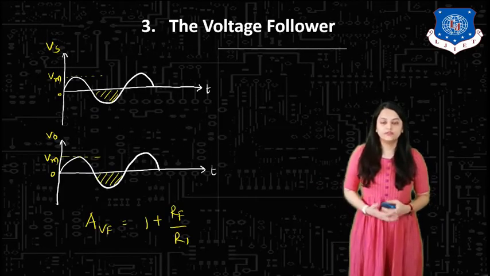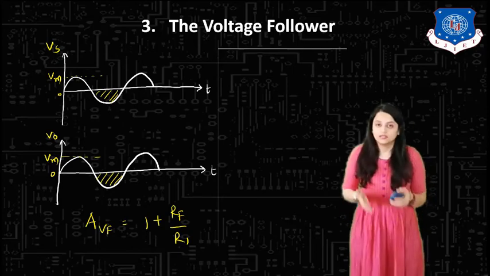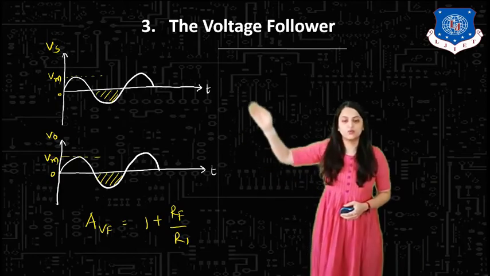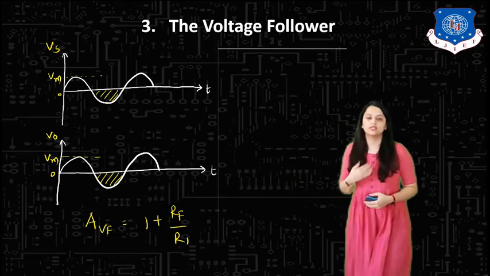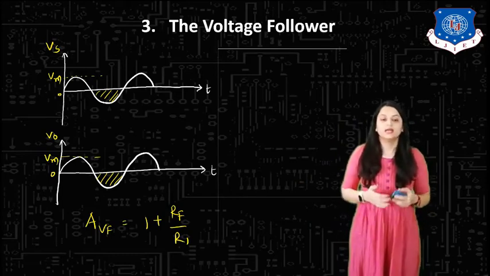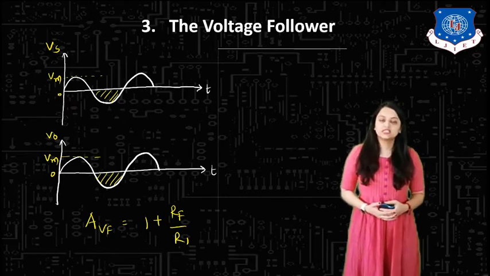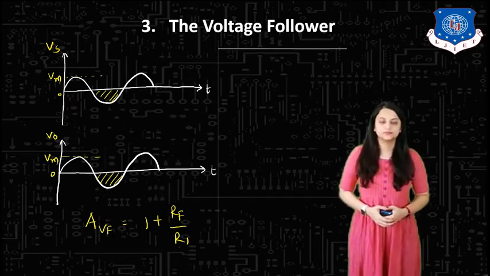If we look at the waveforms of the voltage follower, the output will be exactly the same as the input. That's why it is named voltage follower. So if you look at the waveforms, the source voltage and output voltage waveforms will be equal with the maximum value of the voltage, that is Vm, and they will be in phase with each other. Here the voltage gain with feedback value is 1 plus Rf by R1.